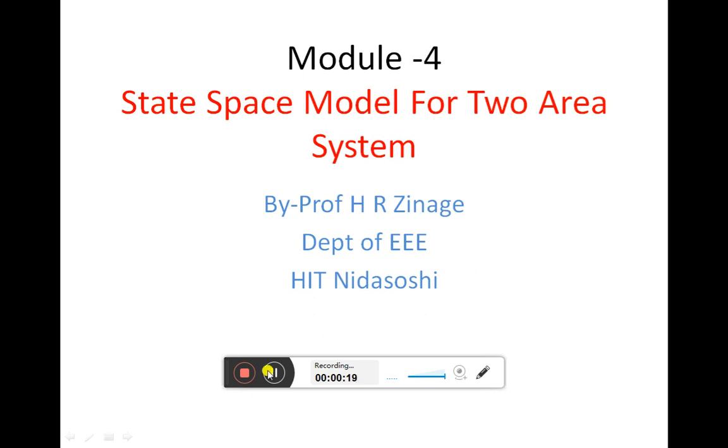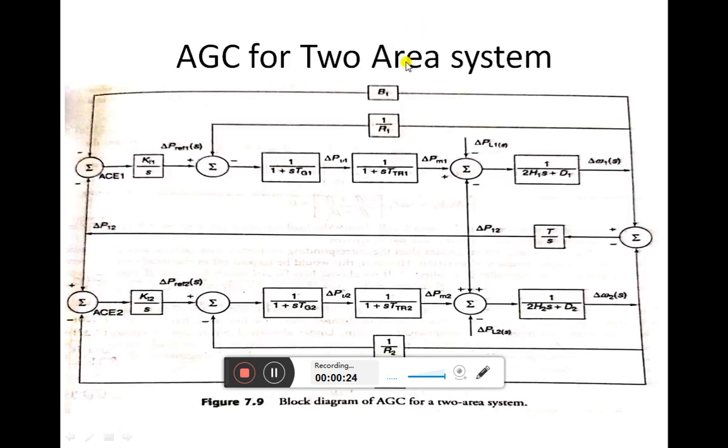area system. For this, first let us consider the block diagram showing the AGC for two area system. Okay, so this is the block diagram, and already in our earlier discussion we have discussed about this. So in brief, let us see what are the various parts here in the block diagram of AGC of a two area system. This upper part of the diagram indicates area 1's AGC, and this lower part of the block diagram shows the AGC for area number 2.